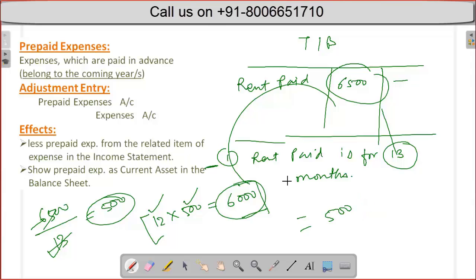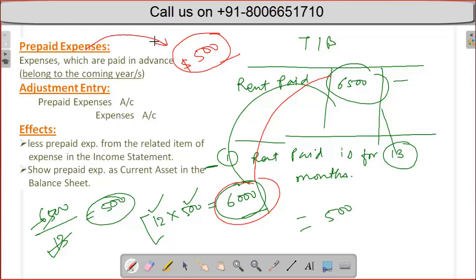Yeah, this is that extra amount. I have to pay only 6,000. This is the amount I have to pay. But actually, really I paid 6,500. It means I paid $500 in advance. So this extra 500 I paid. Actually, I should have paid this 500 in the next year, but I paid in this year only. So this is the amount I paid in advance, isn't it? So this is called prepaid expense.